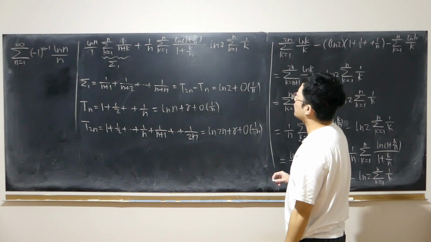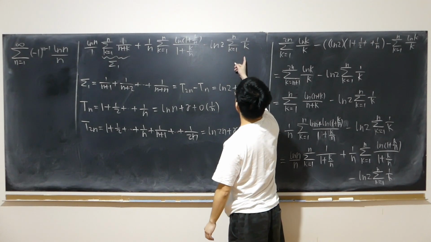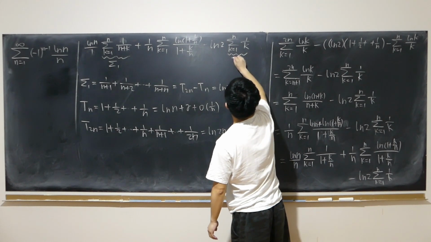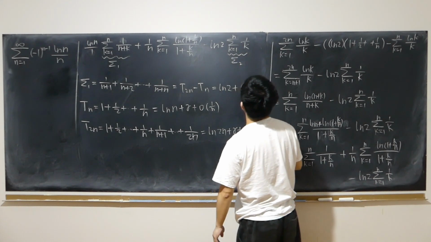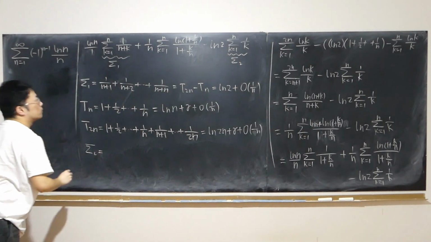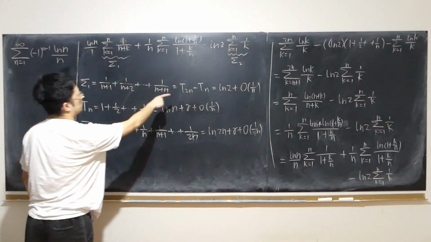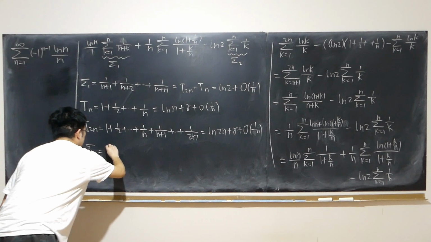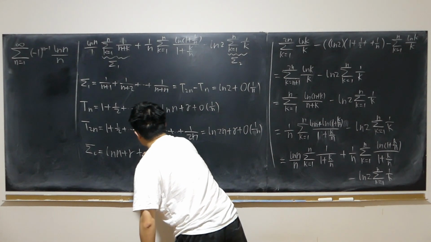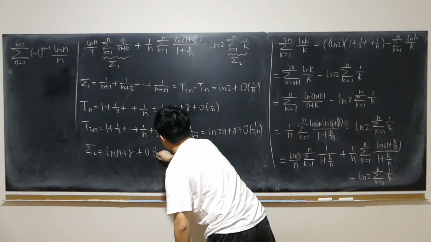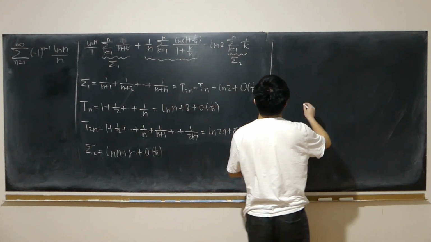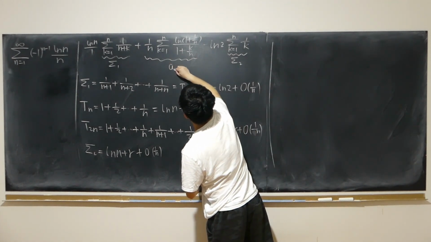So I'm going to still work out, for example, this part. This part is also very simple. Sigma 2, like I said, sigma 2 is very simple. Using log n plus gamma plus big O of 1 over n. Now I'm going to deal with this part, this, perhaps I'm going to call it A sub n.